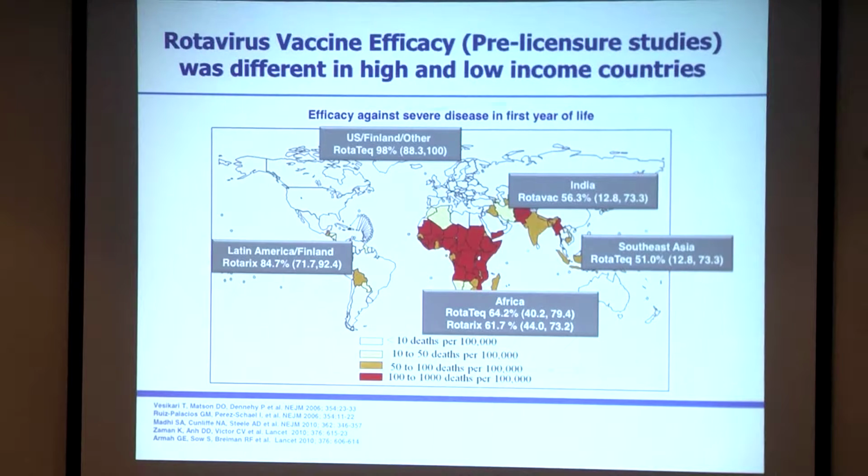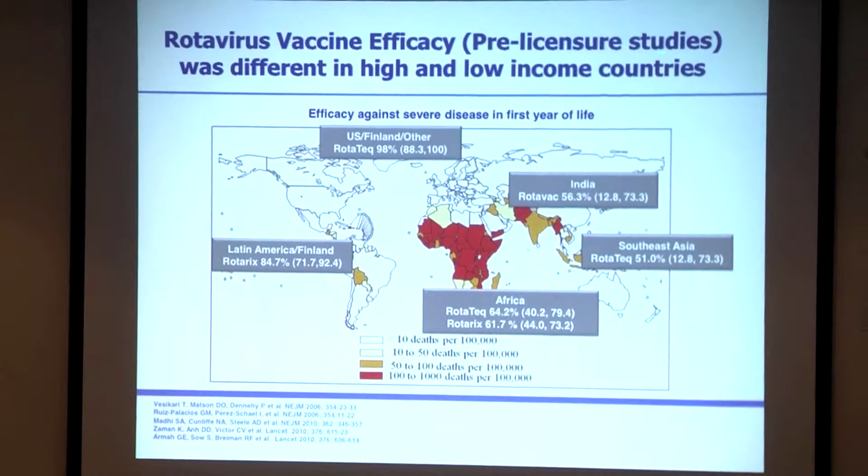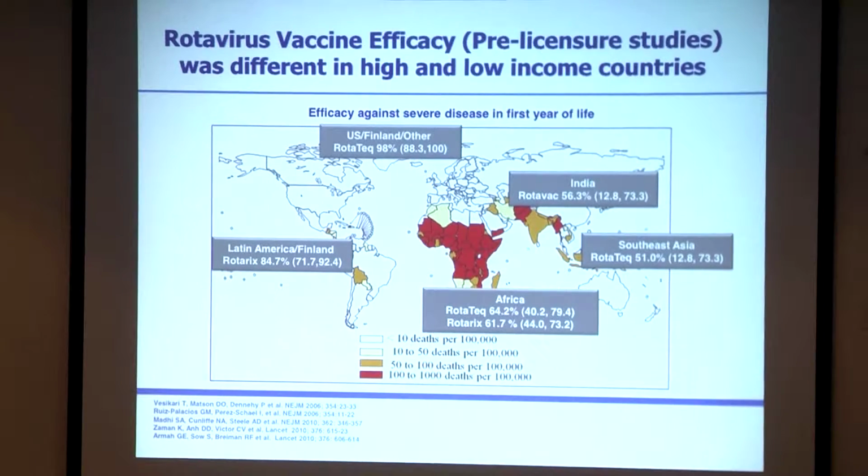The pre-licensure trials of both of these vaccines showed very similar results in terms of the protection offered against severe rotavirus disease. What was clear also, and we'll come back to this theme throughout my brief presentation, is that the protection offered by these vaccines in developed countries was much stronger than in developing countries. And here's just a fairly brief summary in the global regions of the type of protection. In the US, Finland, and Australia it is around 98% for both vaccines.